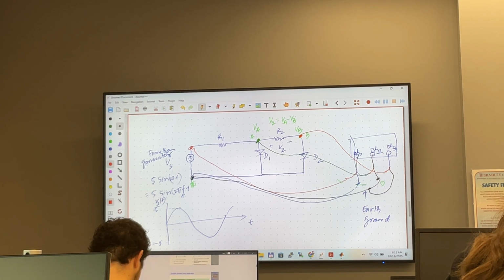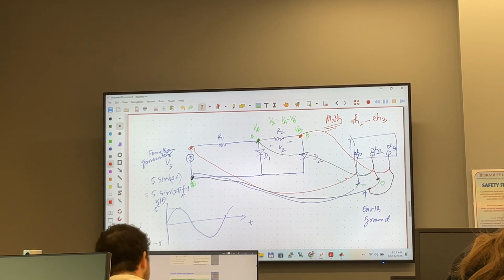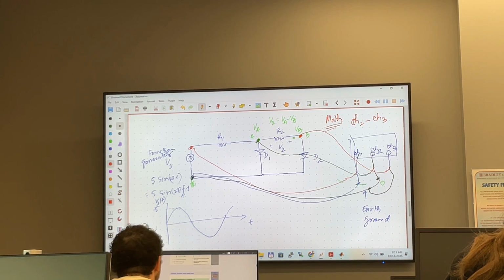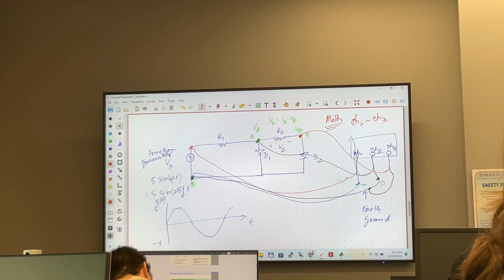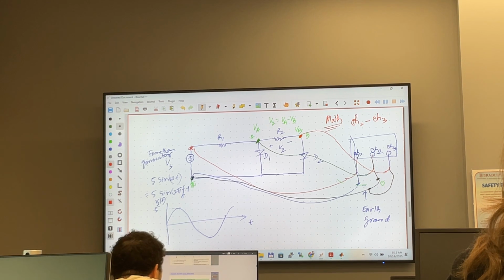Now using the scope, you have to use the math channel. Math channel to subtract channel 3 from channel 2 to get the voltage across R2. Did you guys understand? Clear? Crystal clear? So you have to use the math channel. If you don't know how to use the math channel, we have dealt with that. Okay? So just ask a question, TAs, my TAs, and we will be glad to help.